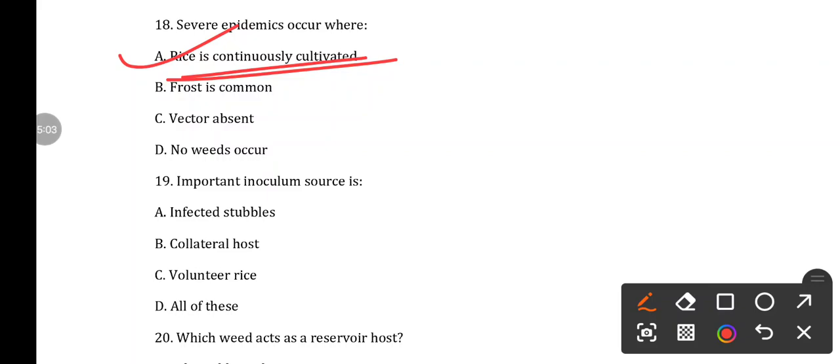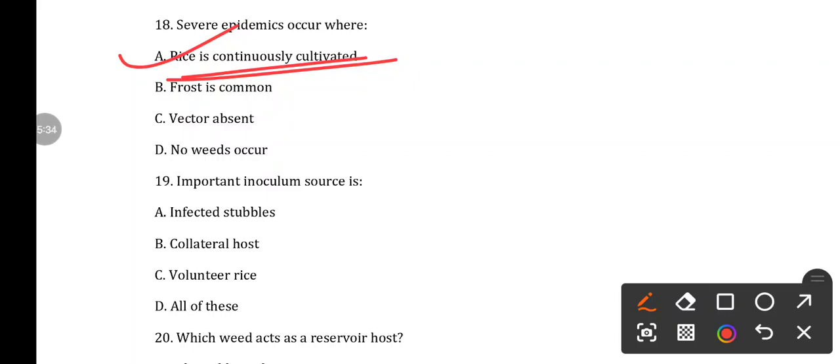Why? Because virus is an obligate intracellular parasite. It needs its host, and its host specificity is very high. So if rice cultivation is not continuous, the host is not available throughout the year, the virus will die, and no such epidemic will be there. So for the epidemic development, continuous cultivation of rice is a must.